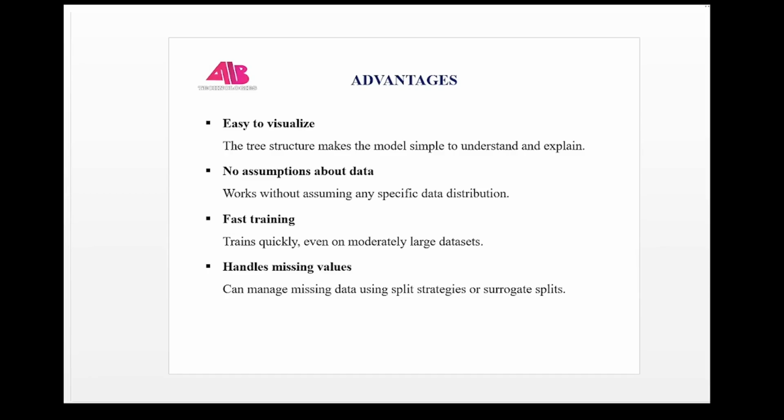Decision trees are also fast to train. Even with a reasonably large dataset, the model can be trained quickly. Another useful advantage is that decision trees can handle missing values. They can still make decisions using different split strategies, even when some data is not available.